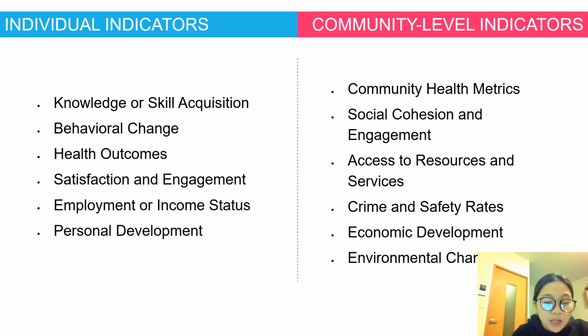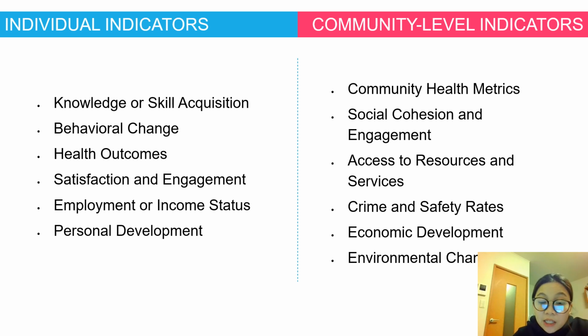individual indicators. So these indicators focus on the specific changes or outcomes experienced by a person or group of individuals within a larger population. So these indicators are designed to measure the direct impact of a program or intervention on the behavior, knowledge, health, or even skills of an individual. So examples of individual indicators, we have knowledge or skill acquisition.